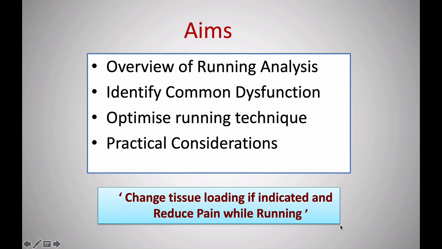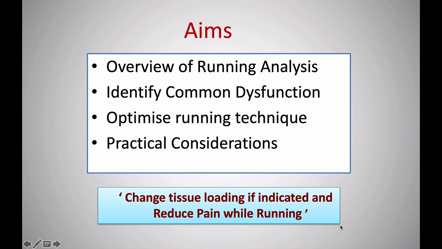We're going to look at an overview of practical running analysis in an injured population, common dysfunctions linked with injury, how we can optimize it, and definitely the practical considerations. The idea here is to change tissue loading if indicated and to reduce pain. The main emphasis is on symptom improvement, and reducing pain if you think it's linked with their running mechanics.